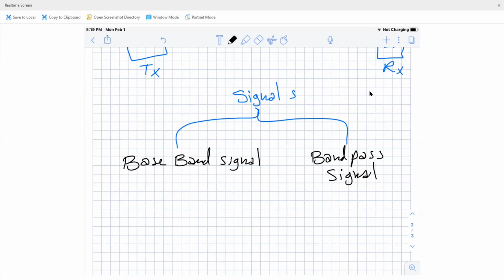Are, an example about baseband signal. Dr. Mana, baseband, we don't need modulation.